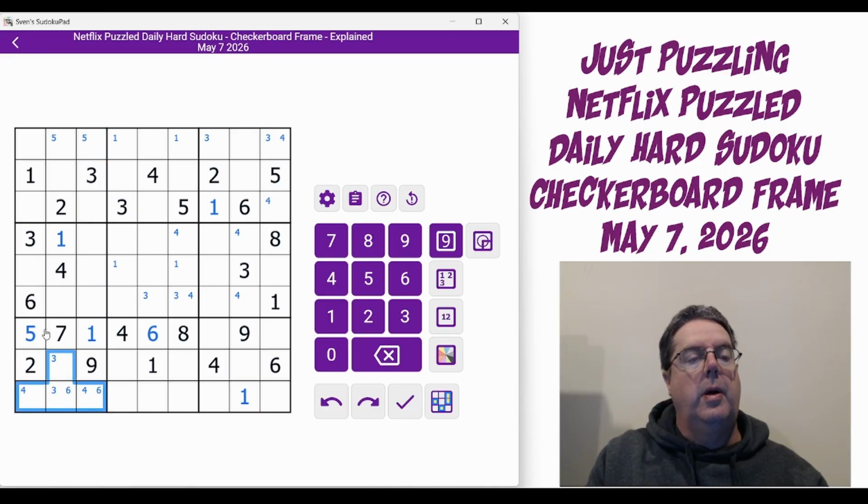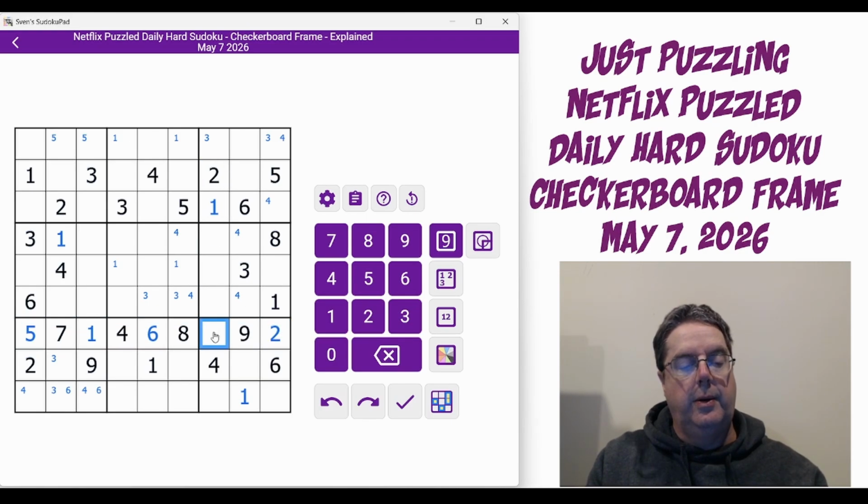Okay, so in this row here, I'm missing a 2, which can't be in this row, in this column. So this is a 2 here, and I'm missing a 3. So this is a 3 here.